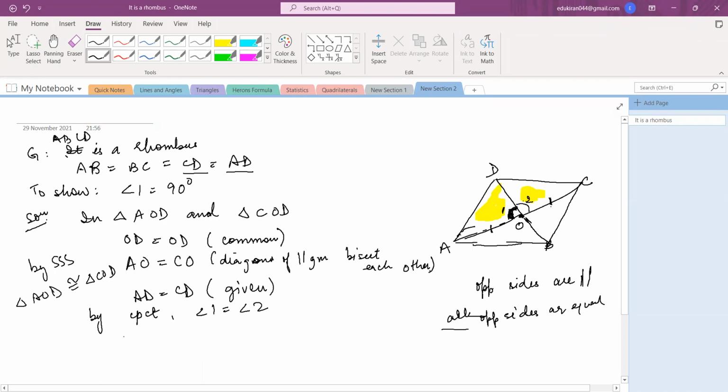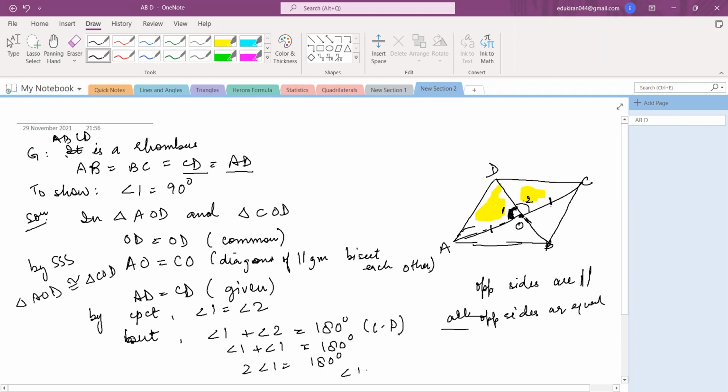Yes, ma'am. Now, they also form a linear pair, isn't it? Yes, ma'am. Now, since they are equal, I can write angle 1 plus angle 1 is equal to 180 degrees, or twice of angle 1 is equal to 180 degrees, or angle 1 is equal to 90 degrees. Fine. So if angle 1 is equal to 90 degrees, therefore, I think this much is enough. But since angle 1 is equal to angle 2, therefore your angle 2 is also 90 degrees.